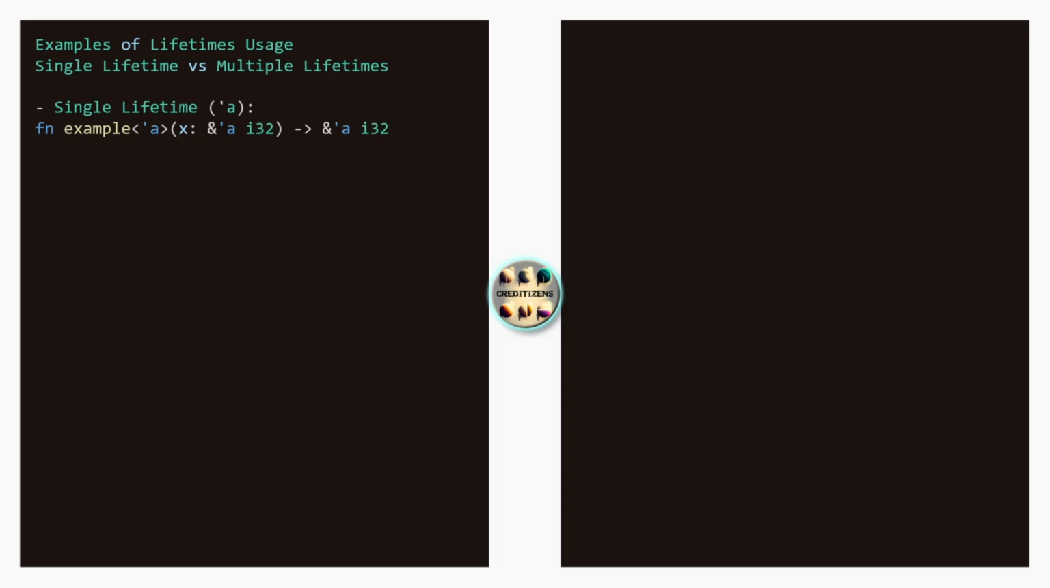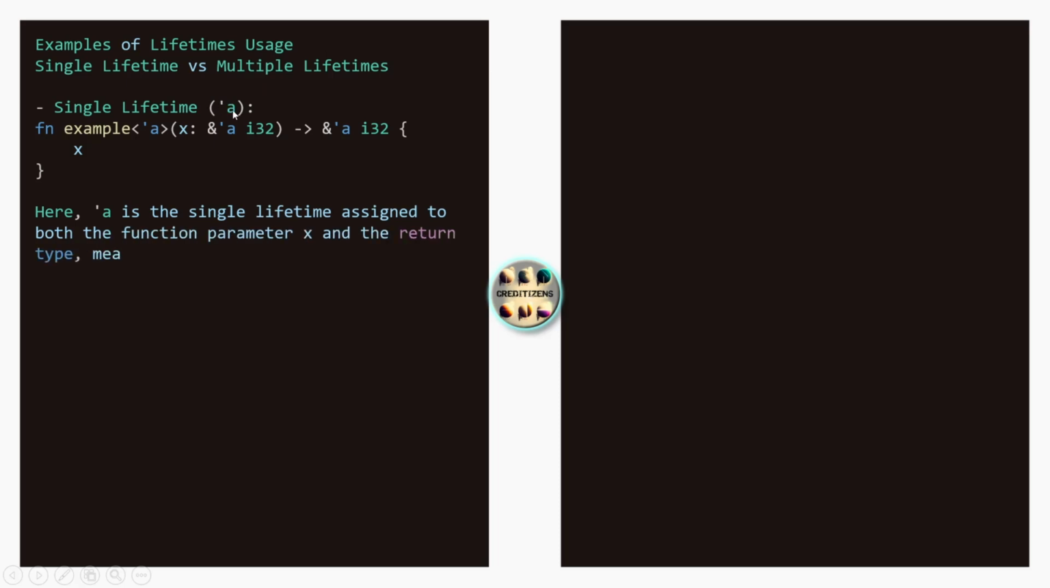Let's see just a few examples, so you're introduced to it. You can see the syntax, single lifetime versus multiple lifetimes. So single lifetimes, that's the notation here. We have a single quote with a letter. This is just a placeholder, so you can put whatever you want here.